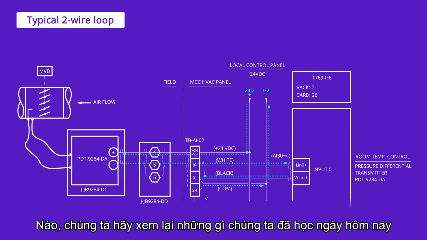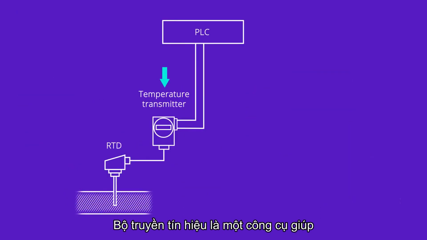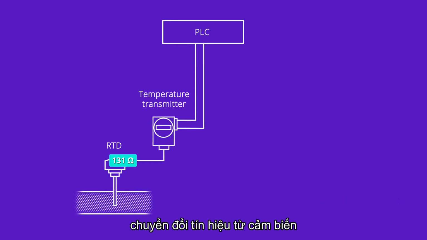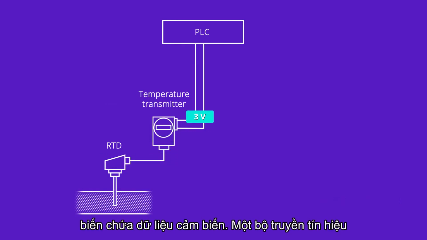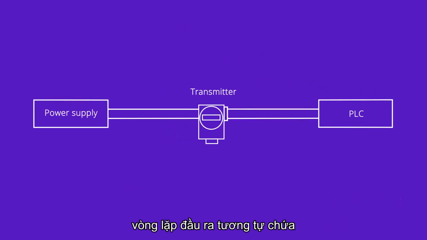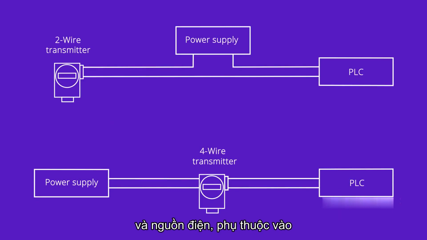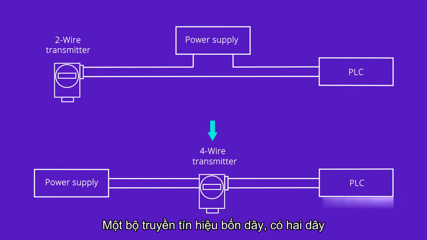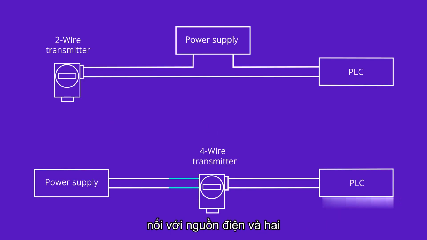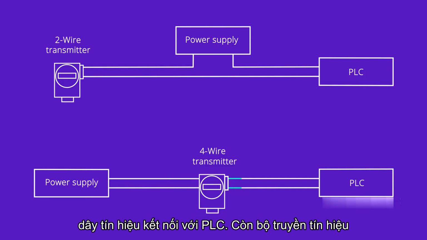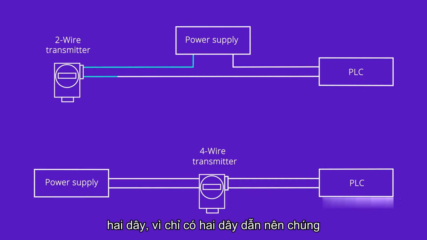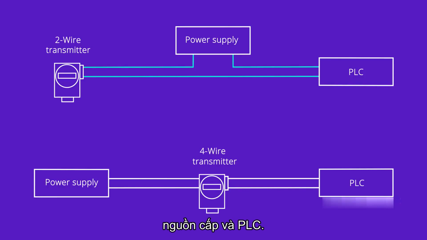Let's review what we've learned today. A transmitter is an instrument that converts the small signal from a sensor to a signal which represents the variable being measured. A transmitter analog output loop contains the transmitter, power supply, and the receiving device, such as a PLC. The actual wiring between the transmitter and the power supply depends upon whether it is a 2-wire or a 4-wire type. A 4-wire transmitter has 2 wires connected to a power supply and 2 signal wires connected to the PLC. A 2-wire transmitter has only 2 wires and is connected in series with the power supply and the PLC.